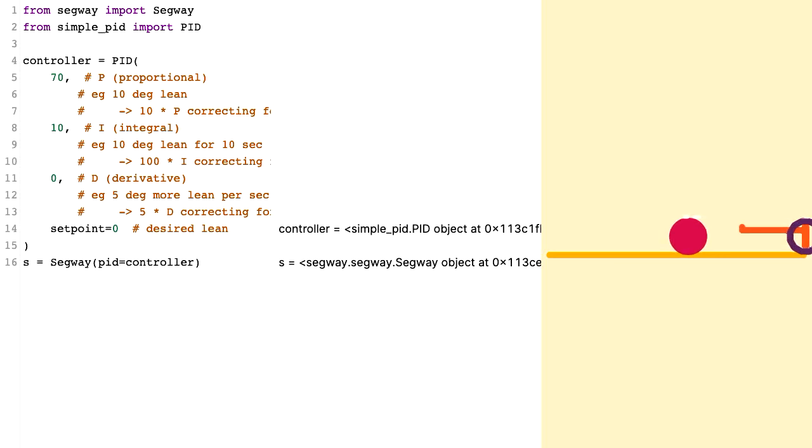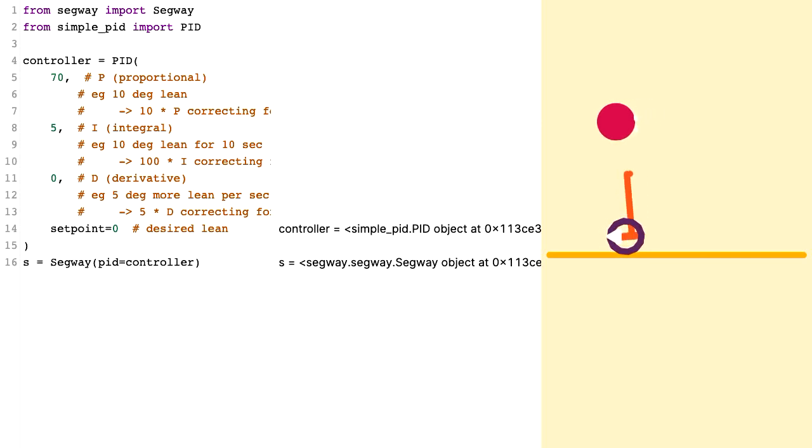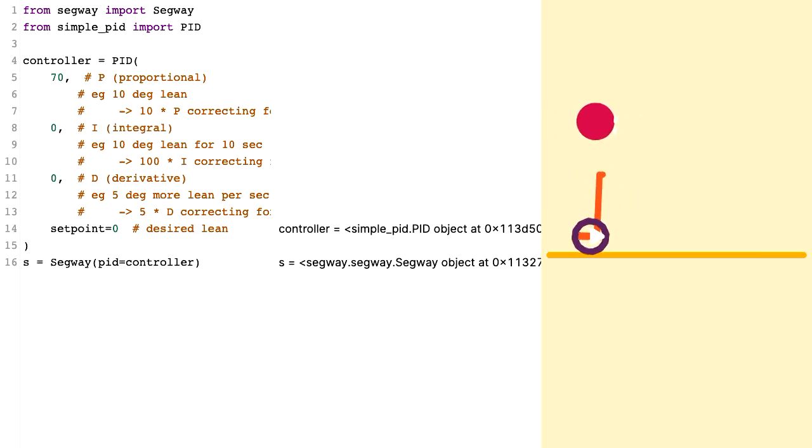Okay, not good. So maybe we'll see if a little bit less helps. Okay, no, it's still growing. So, okay, the integral parameter is not really working out well for us. So we'll chuck that back down to zero, and let's try the third one.